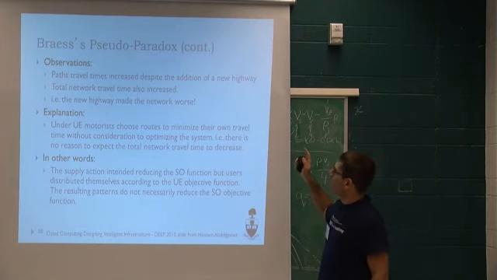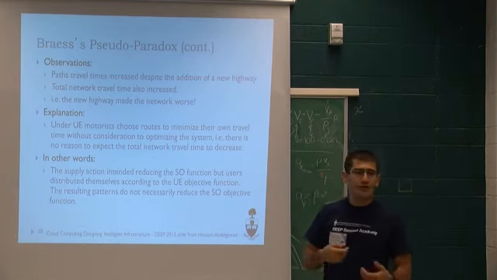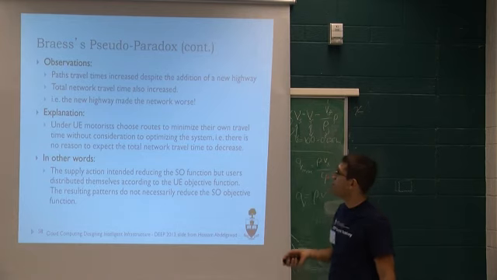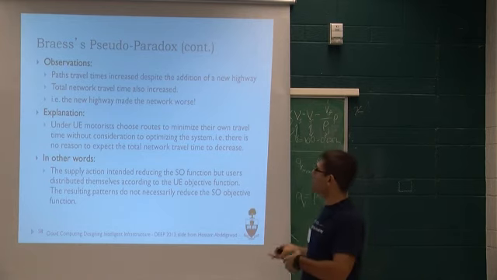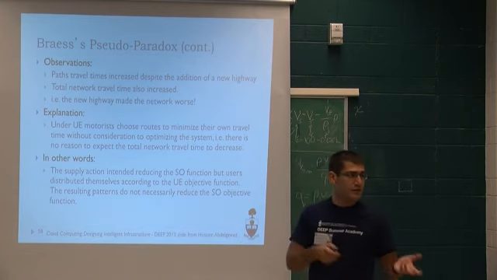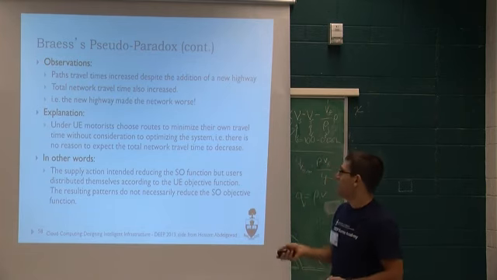Okay, so we explained most of these. So adding the new highway actually made the network worse. So under user equilibrium, people are trying to minimize their own travel time, but in this case, it ends up to backfire.